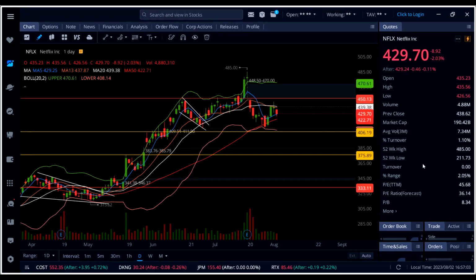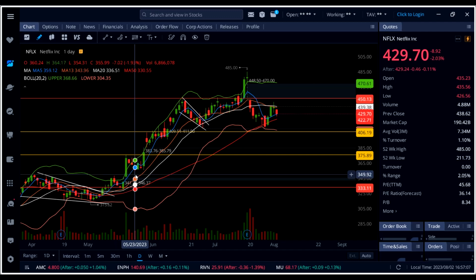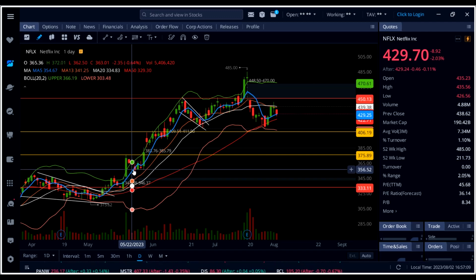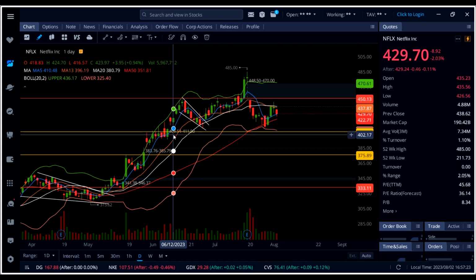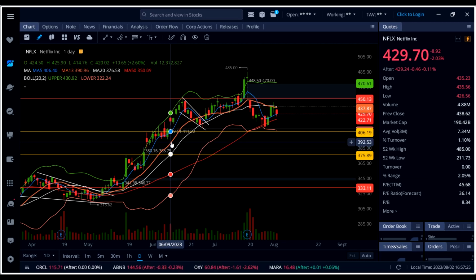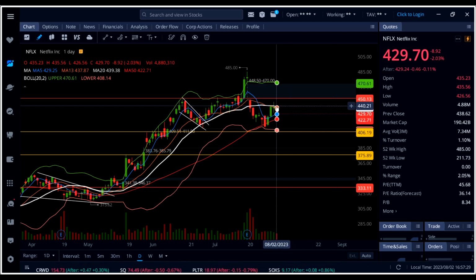On Netflix, it's down 2%, but again it's holding the blue line 5 SMA right here at 429.25. So that's going to be a key level to watch tomorrow, 429.25. If that gives up, we do have support down here, the rising red line 50 SMA close to 423, and below that we have a gap down here at 409.54.